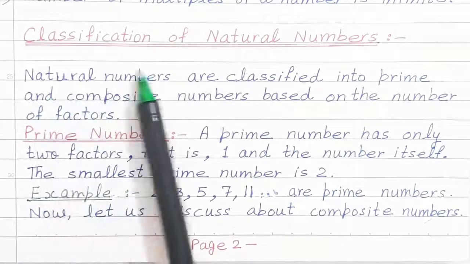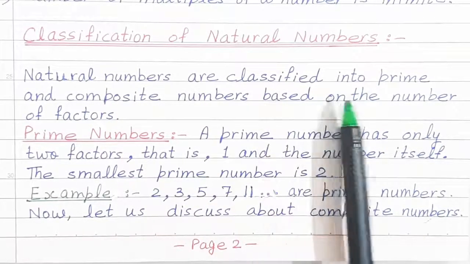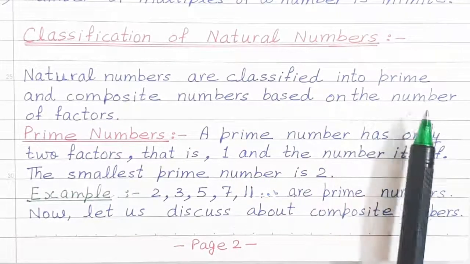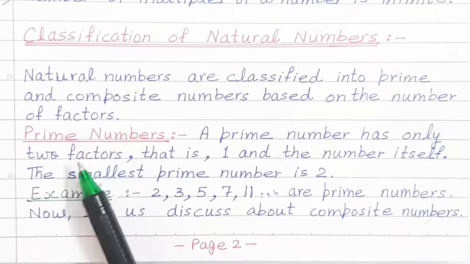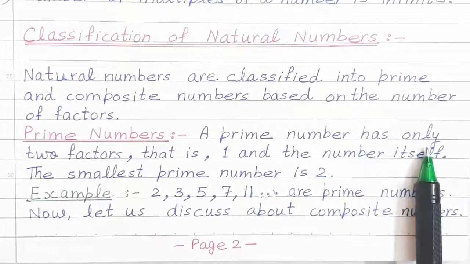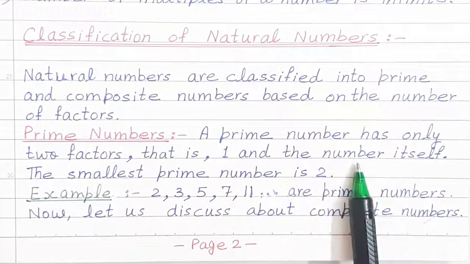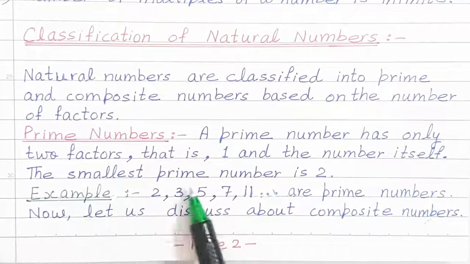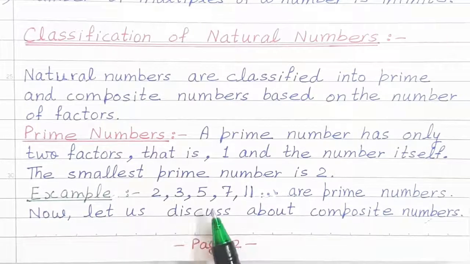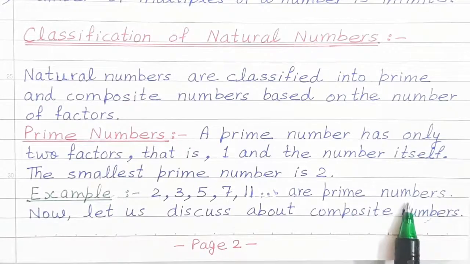Now let us do the classification of natural numbers. Natural numbers are classified into prime and composite numbers based on the number of factors. Now first of all, prime numbers. A prime number has only two factors, that is 1 and the number itself. The smallest prime number is 2. For example, 2, 3, 5, 7, 11 and so on are prime numbers. Clear?